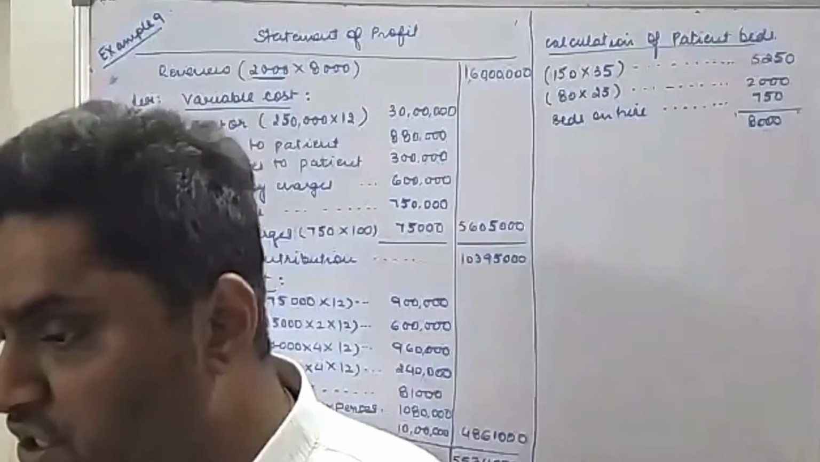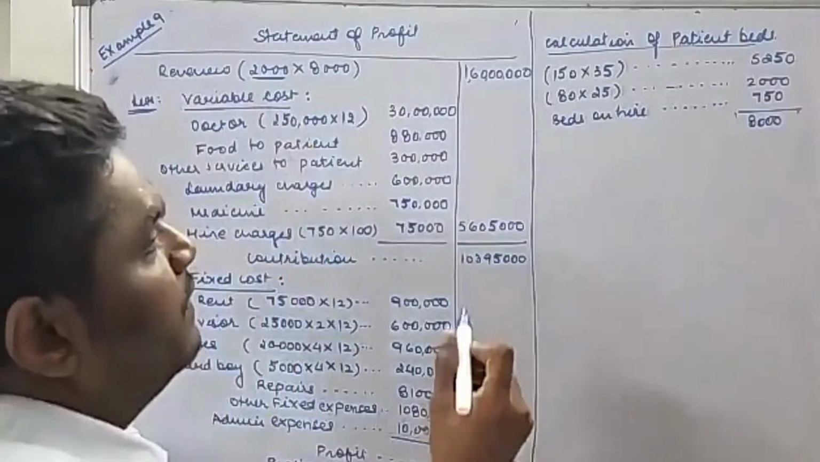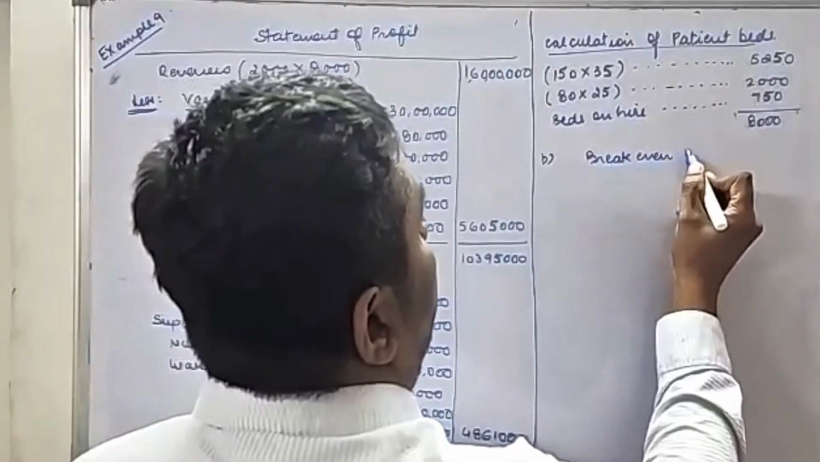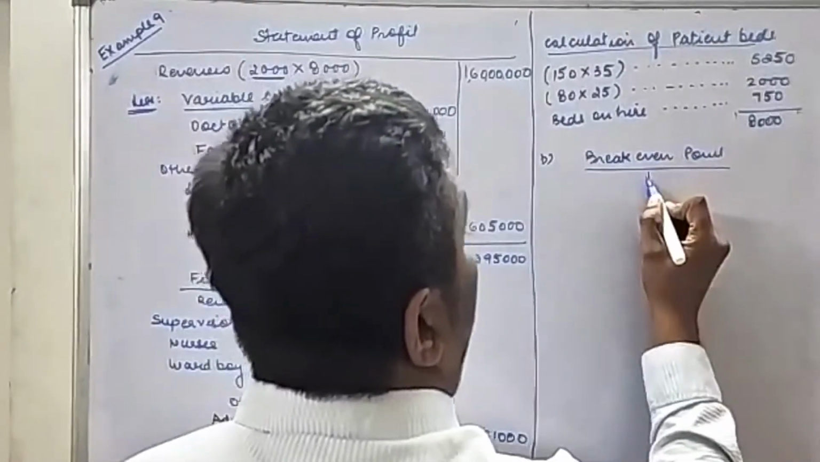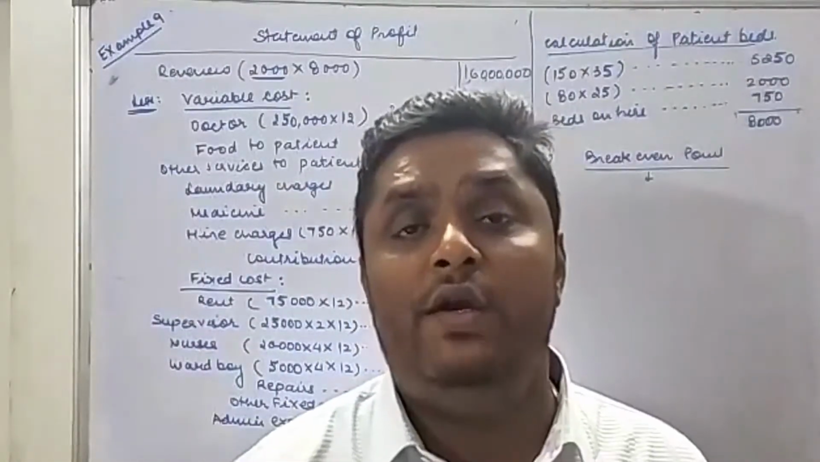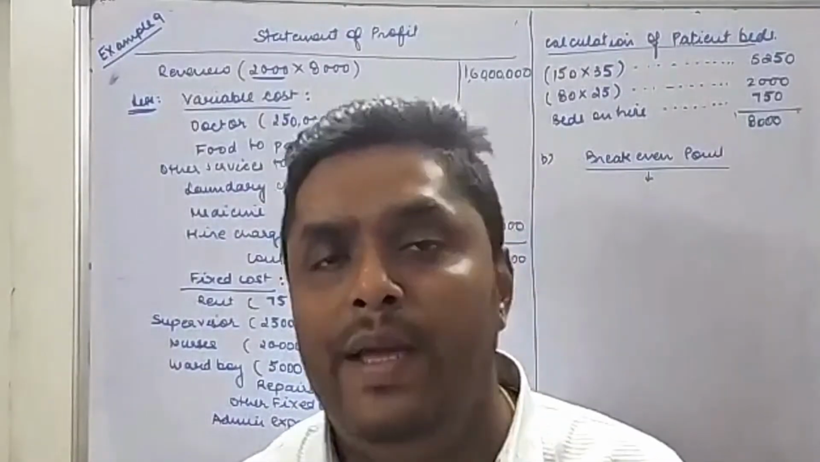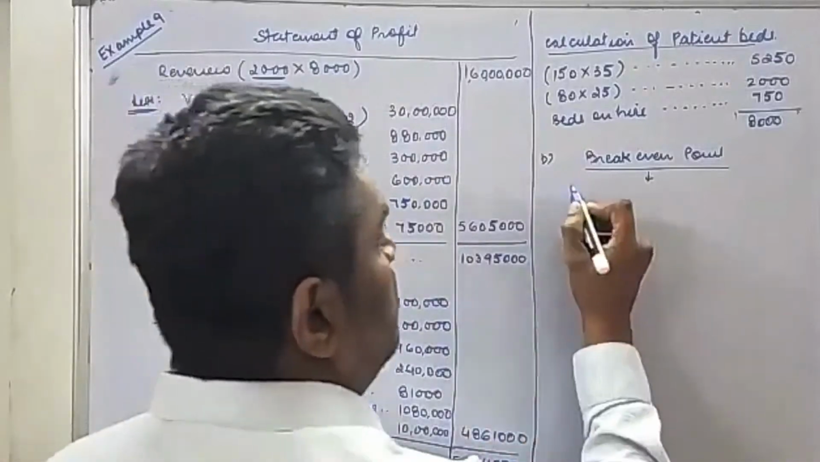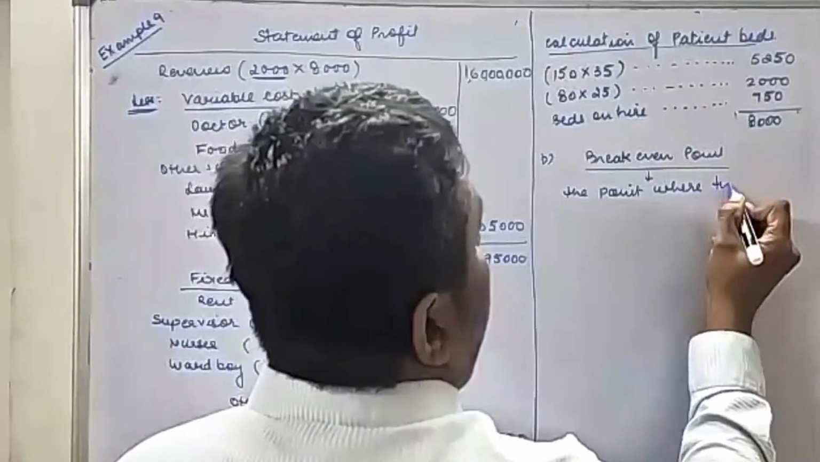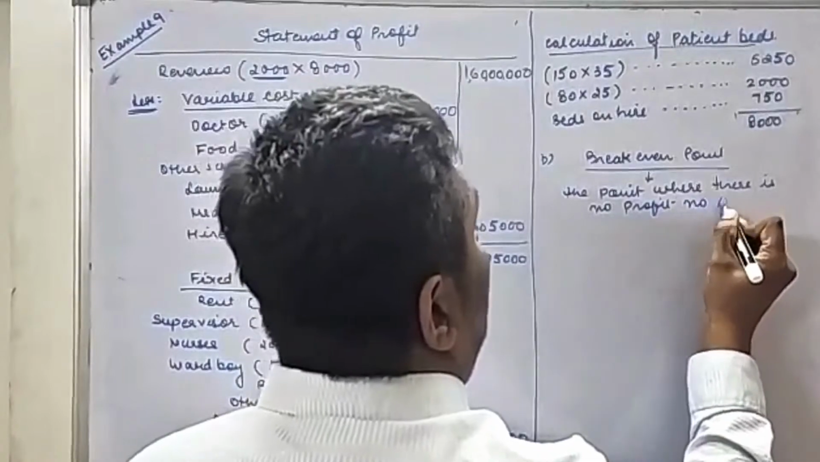Now the next part, what the question is asking us to calculate is the break-even point for the hospital. When talking about break-even point, it's the point where there is no profit, no loss. This is the point where we are indifferent, that is, we neither suffer any loss nor make any profit. So what is break-even point? The point where there is no profit, no loss.